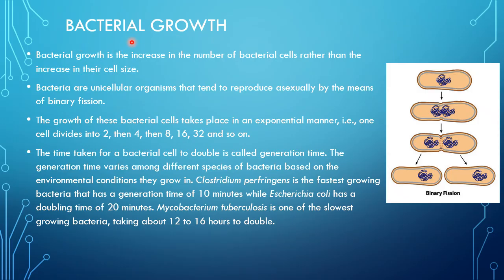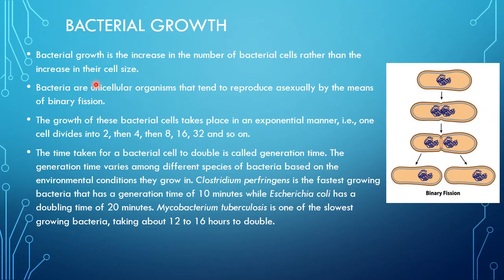Bacterial growth is an increase in the number of bacterial cells rather than the increase in their cell size. Generally when we speak about growth, it is the increase in the size of the organism, right? But here bacterial growth refers to the increase in the number of cells. For example, if there are 2 bacteria, 2 becoming 4 and 4 becoming 8. Like this, the increase in number is what we call bacterial growth.